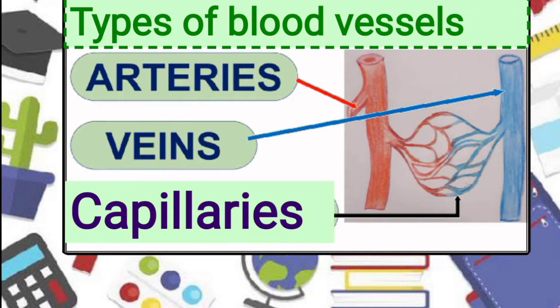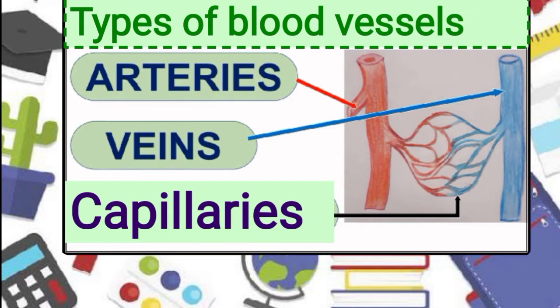Capillaries go between arteries and veins, and capillaries are quite thin. So the blood vessels are of 3 types: arteries, veins and capillaries. Arteries are a type of blood vessels which carry blood from the heart to different parts of the body, and veins are a type of blood vessels which carry blood from different parts of the body to the heart.